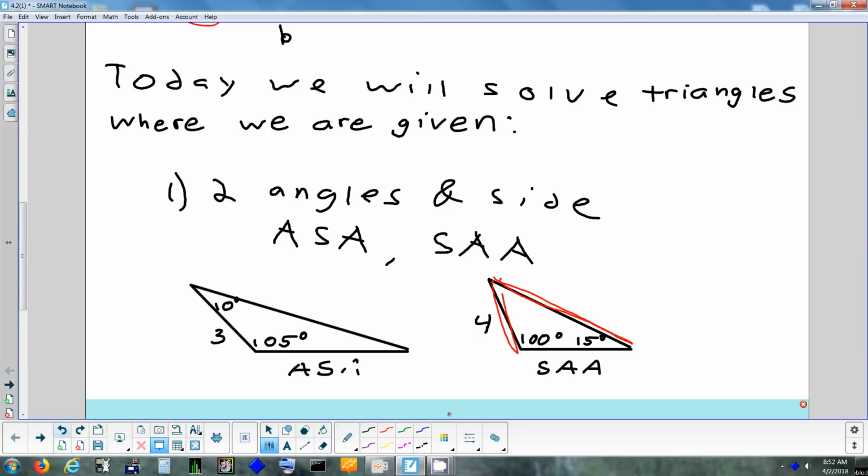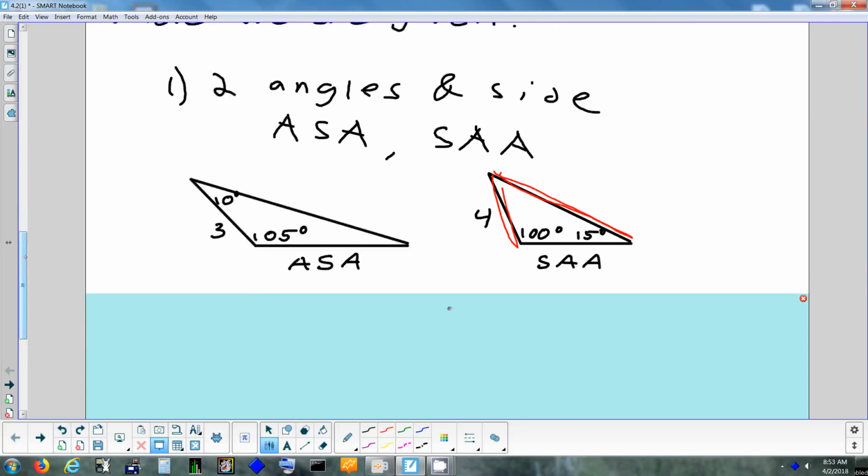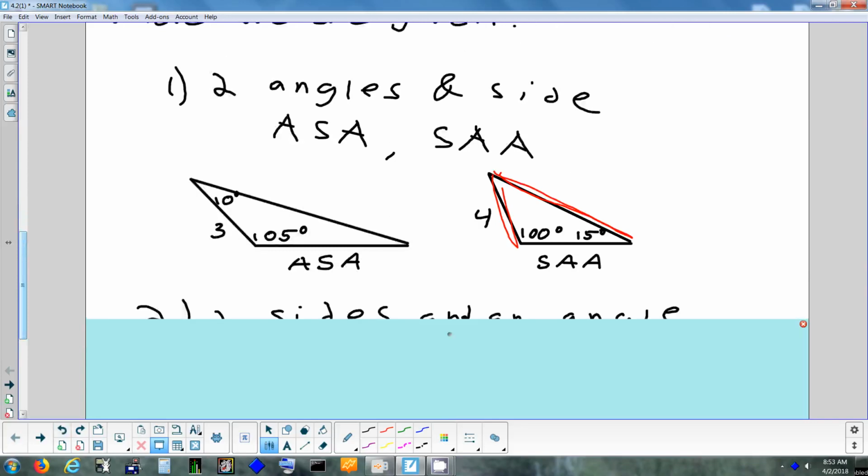We're not using them to do proofs, we're just using those abbreviations to describe the information that you're being given. Okay. Any questions on the difference between ASA and SAA? Okay, but both of them are 2 angles and a side. So that's one big case with kind of 2 smaller cases that you use law of sines for.